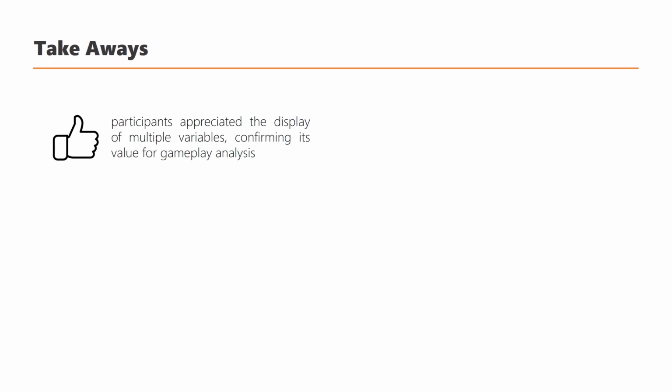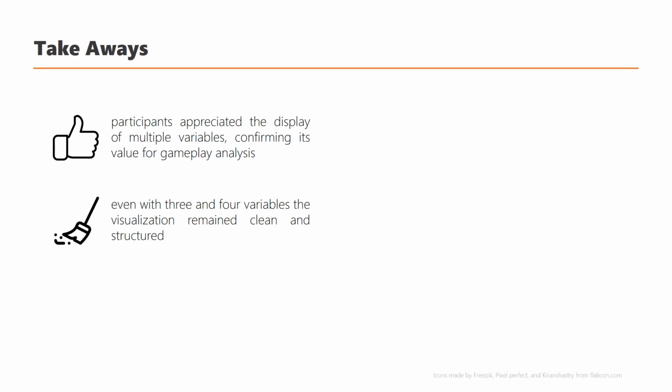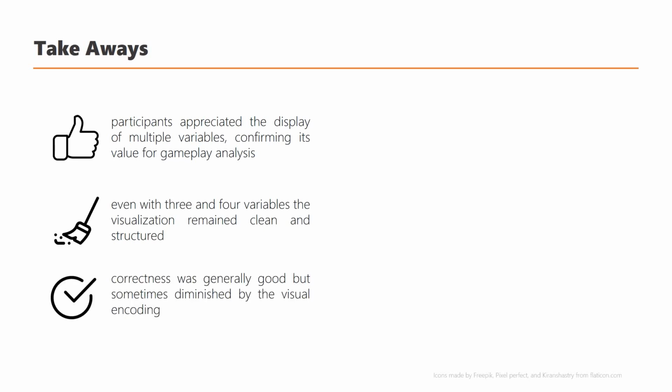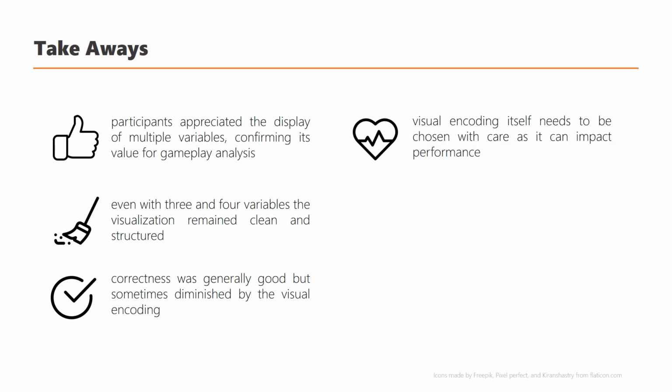First, we can say that participants appreciated the display of multiple variables in a single visualization, confirming its value for gameplay analysis. Even with 3 and 4 variables, the visualization remained clean and structured. Correctness achieved with the maps in terms of estimating and comparing values was generally good, but sometimes also reduced by the visual encoding which was used. As such, the visual encoding needs to be chosen with care, as it can severely impact performance.